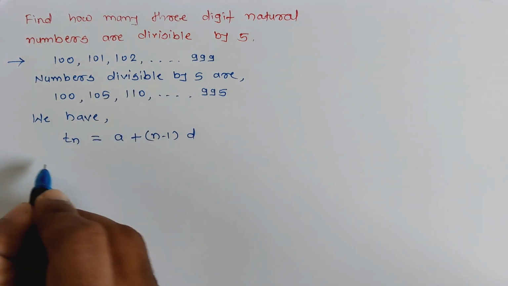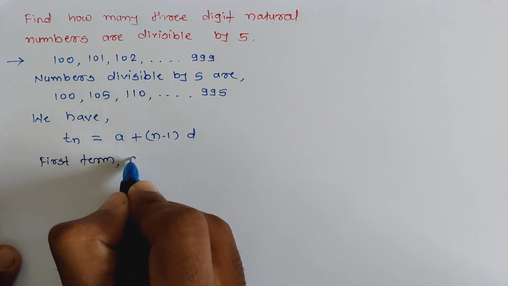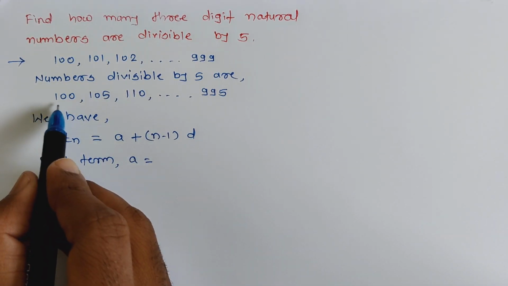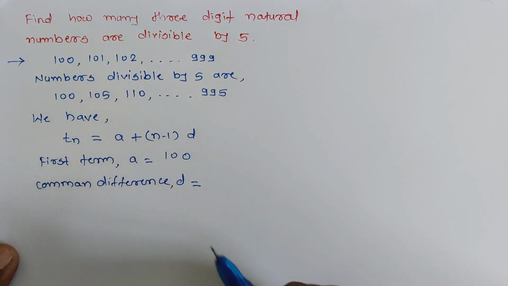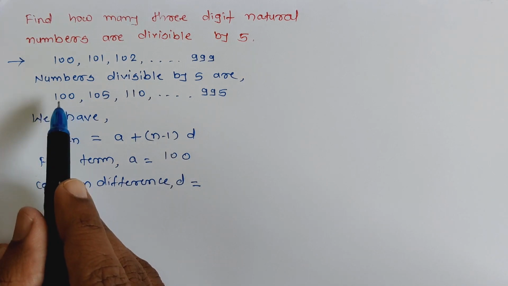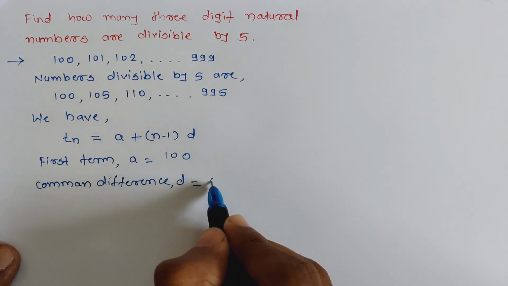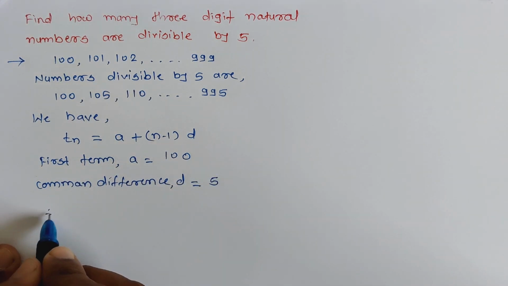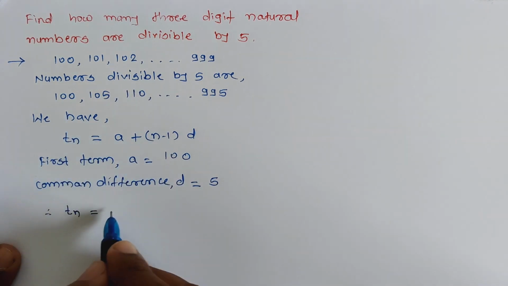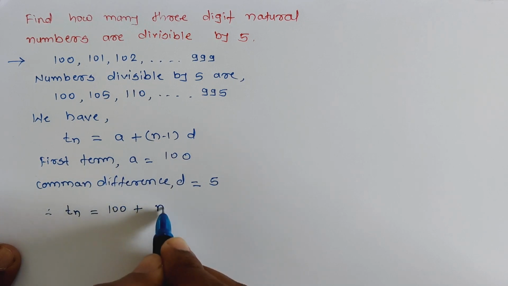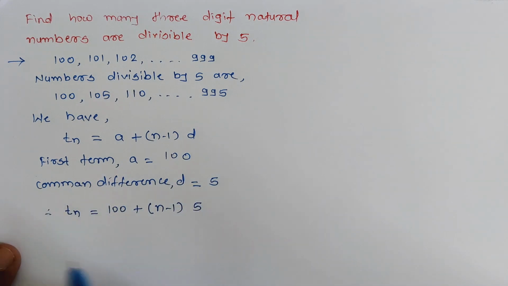So here the first term, which is denoted by a, in the given AP the first term is 100, so a is 100, and the common difference, now as we can count, the common difference between 100 and 105 or 105 and 110 is 5, so that's why the common difference is 5. So we have Tn is equal to a, that is the first term 100, plus n minus 1 into d. d is the common difference, that is 5.